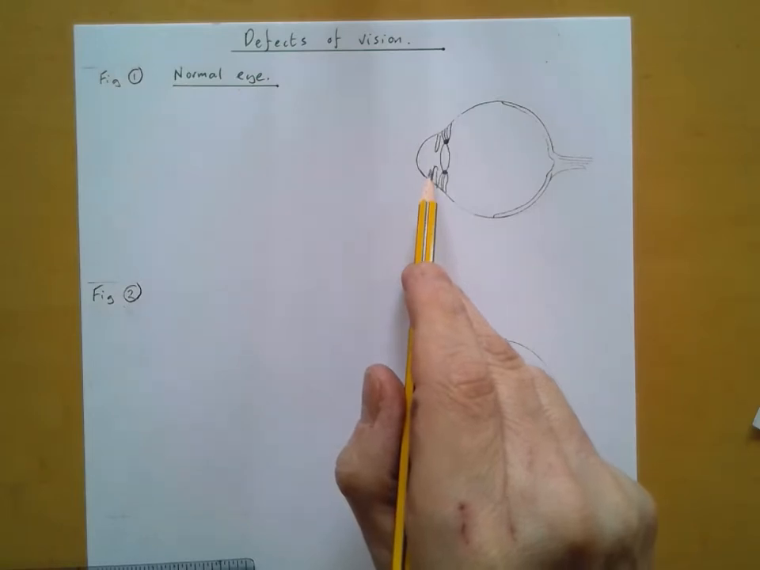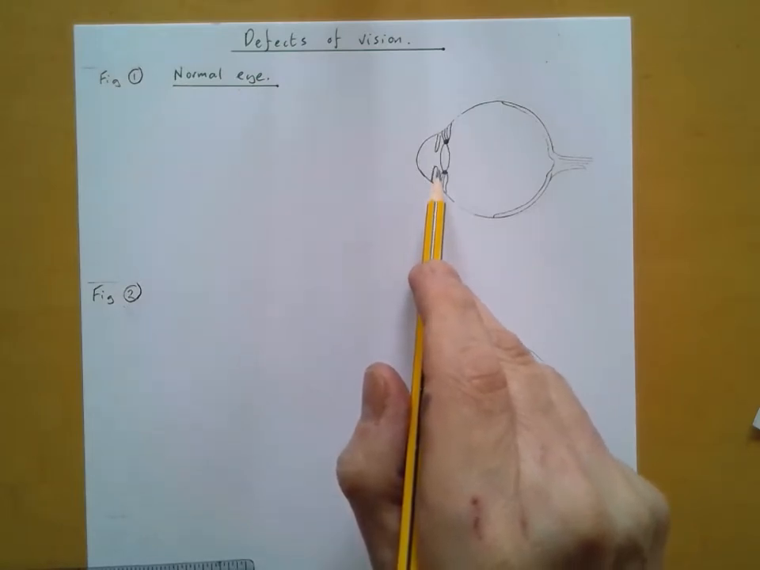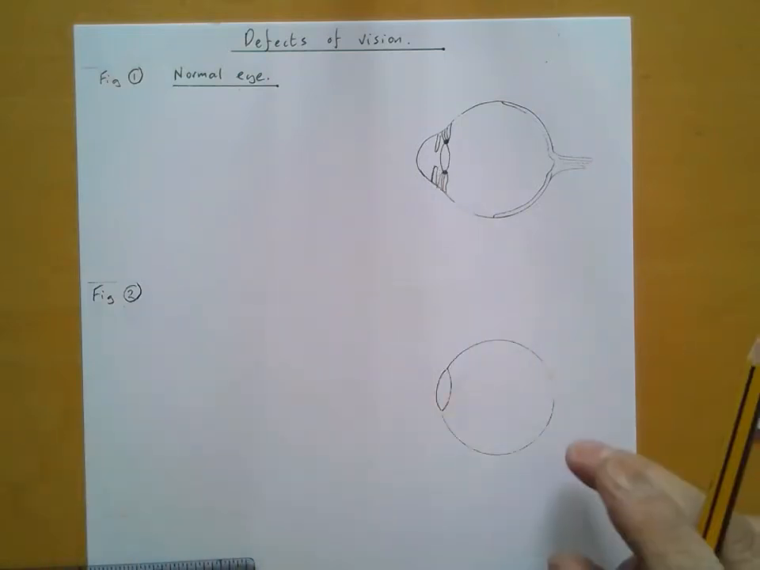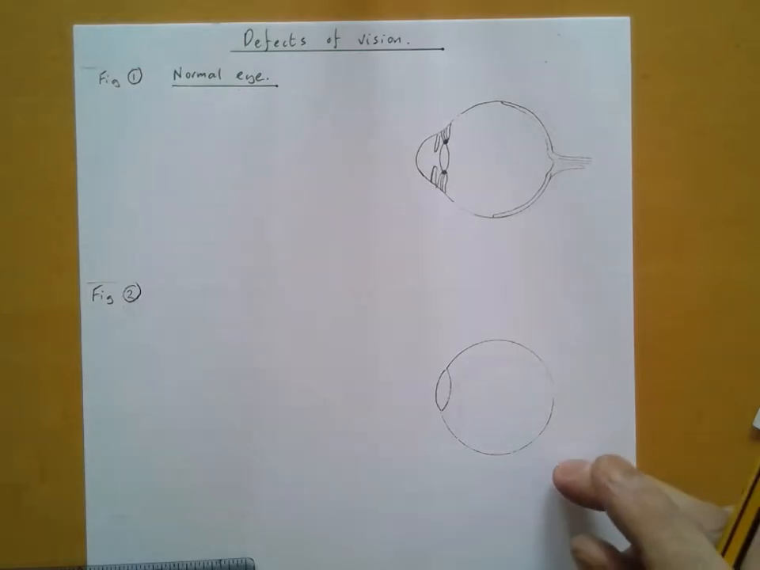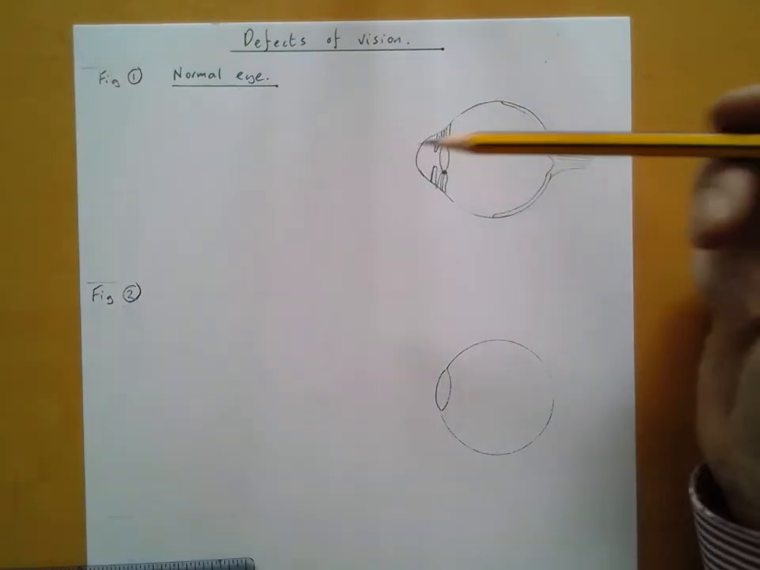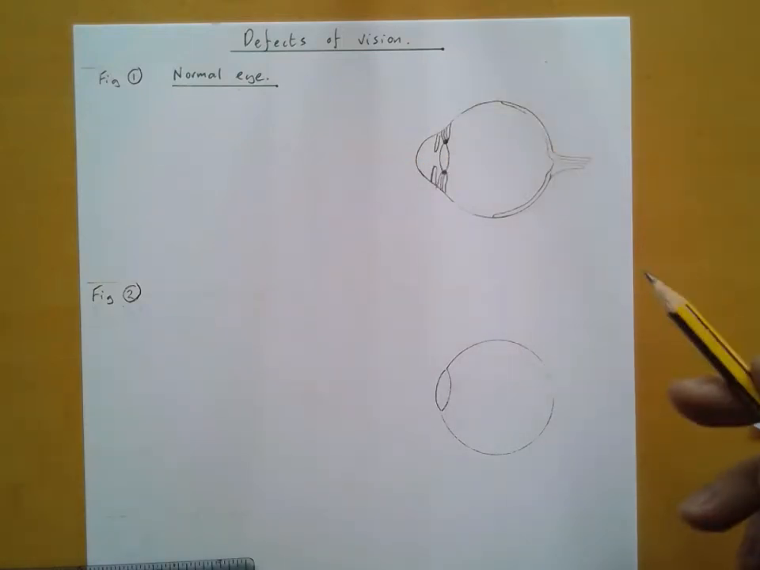So the normal eye can accommodate objects at different distances. The furthest point, the most distant object that the eye can form an image of, is called the far point. And the closest point to the eye at which it can form an image is called the near point. You can do this experiment for yourself, because it's what we do all the time.